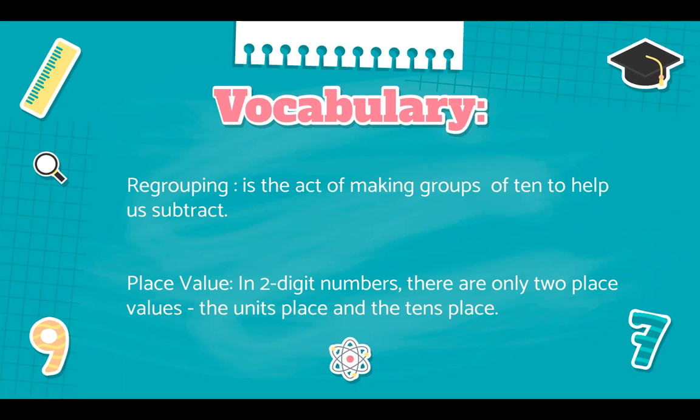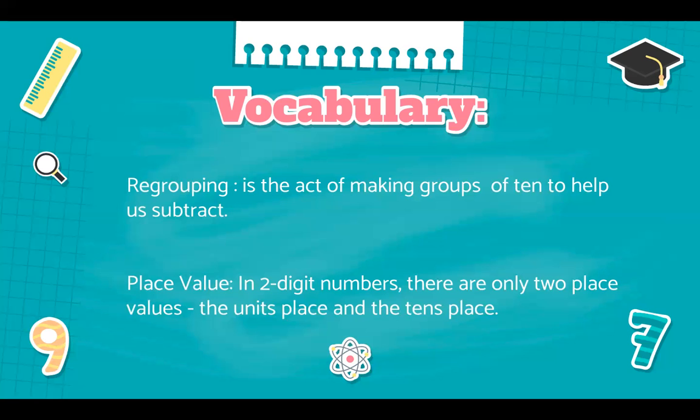Now, let's move on to place value. In two-digit numbers, there are only two place values, the units place and the tens place. The number in the first column is in the tens place, and the number in the second column is in the ones place. This will be important once we introduce the base 10 blocks.